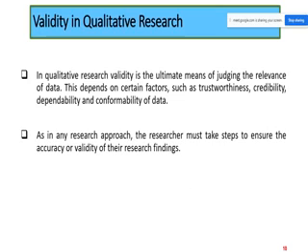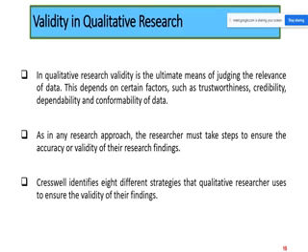In any research approach, the researcher may take steps to ensure the accuracy and validity of their research findings. Obviously, it is the responsibility of the researcher. Accuracy means accuracy in data collection. Data collection in qualitative research does not mean numerical values, but collection of information, support, etc. And then what are the research findings associated with this?